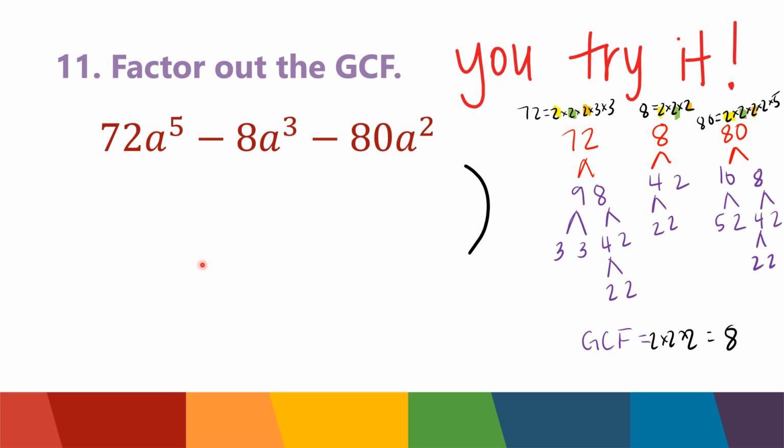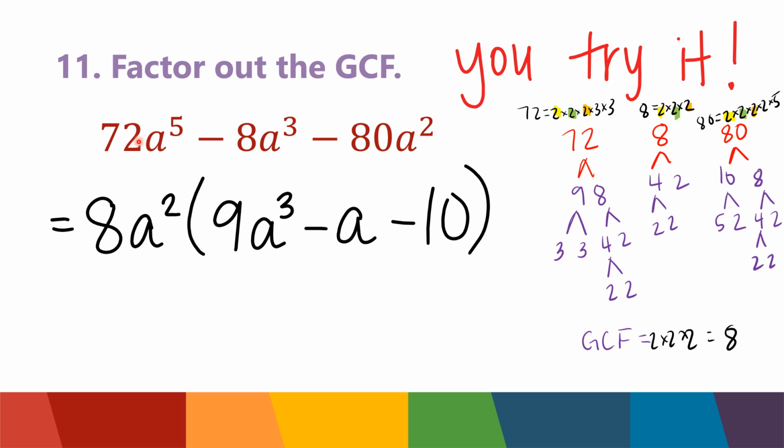What about the A's? How many A's do they have in common? They each have 2 A's, right? That's how many they have in common. So we're going to pull out 8A squared.